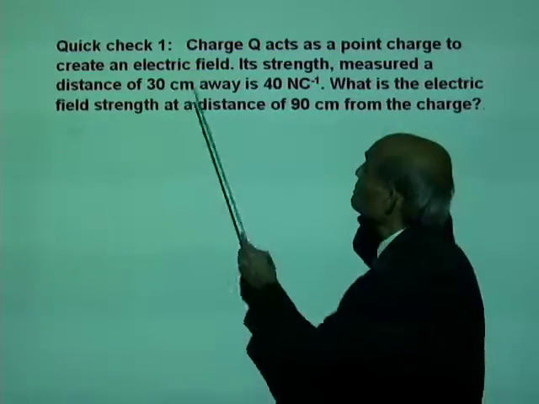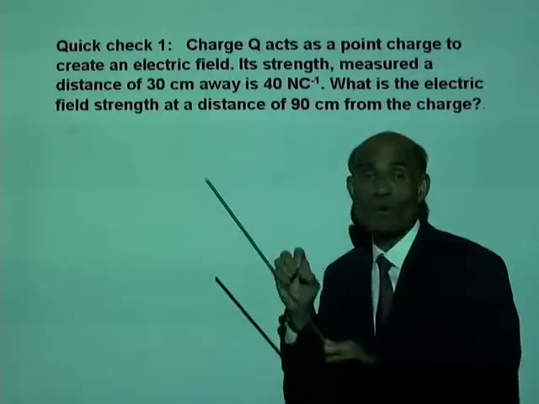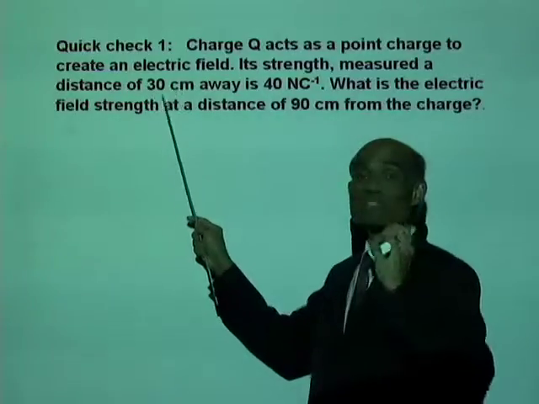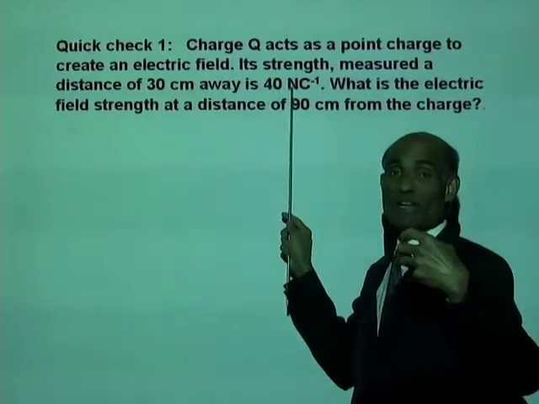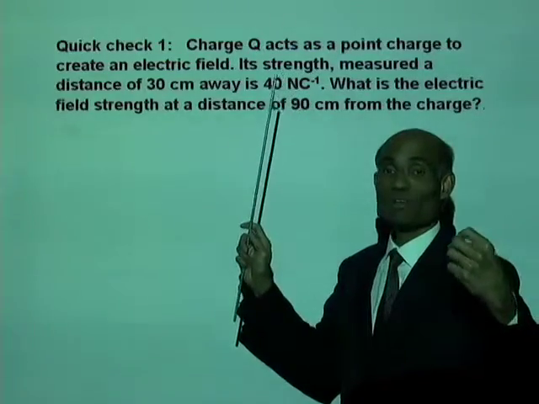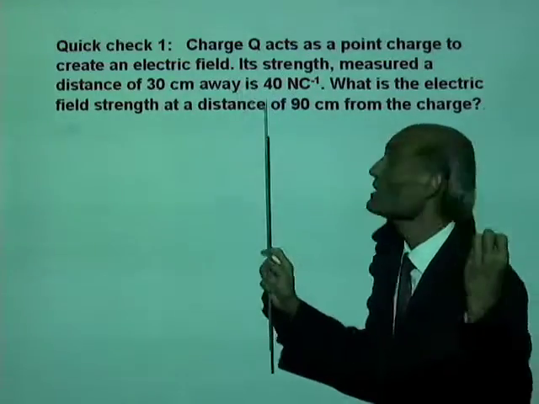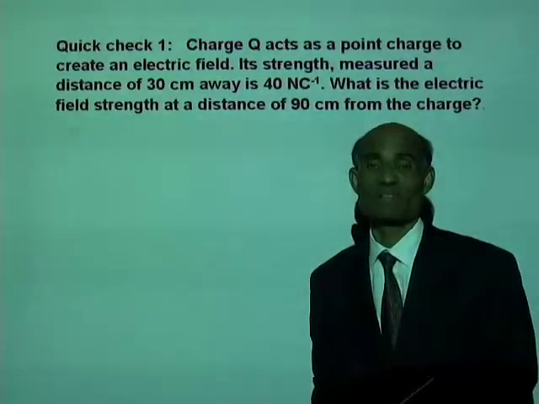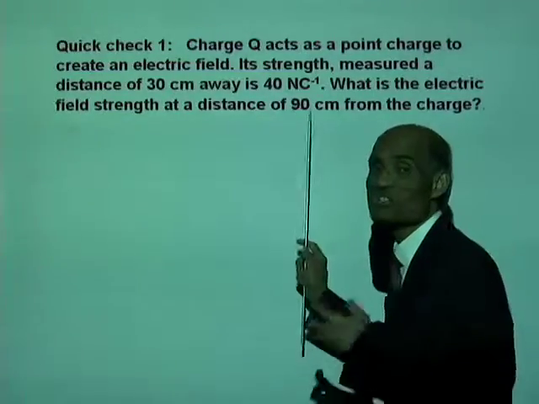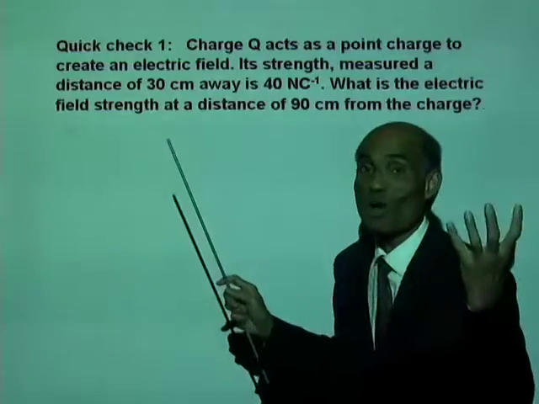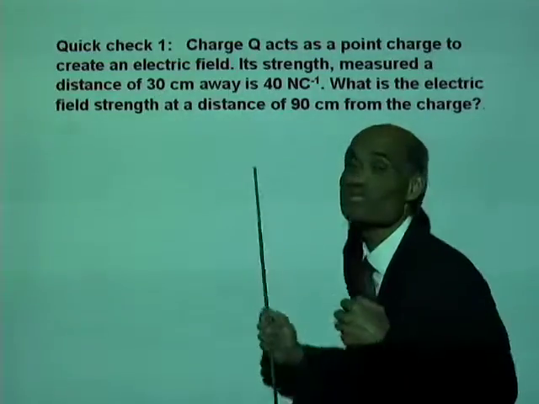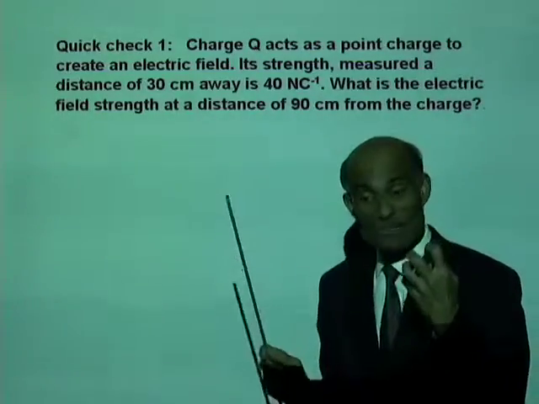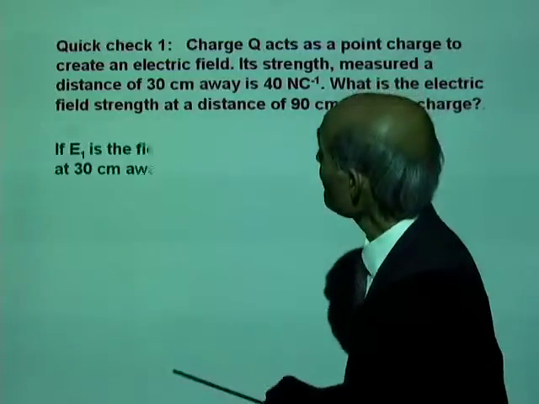Well, I have a charge Q placed at a point, and I measured the electric field due to that charge 30 centimeters away from it, and I got the field as 40 Newton per coulomb. Now the question is, use that information to find the electric field at a distance 90 centimeters away from it. Tell me, will the field at this 90 centimeters be greater or smaller than the field at 30 centimeters away from the charge? Well, the field at that point will be much weaker. Well, let's see how we can do that.